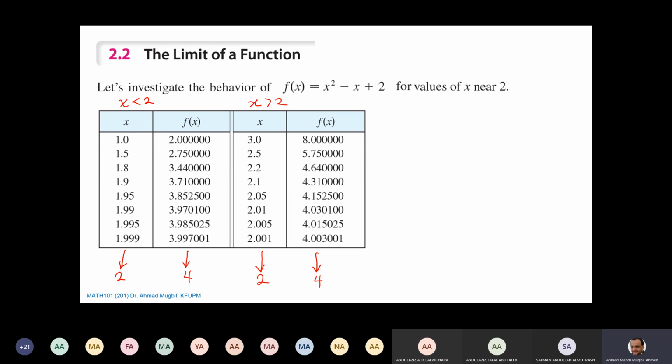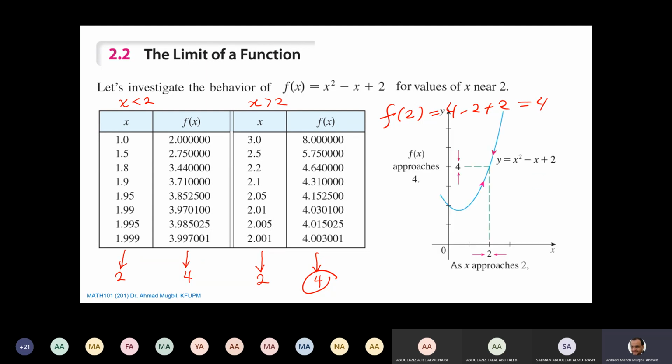By the way, if you look at what 4 is, you can see that it is the value of the function at 2. It will be 4 minus 2 plus 2, which is 4. So in this case, when x is so close to 2, the value of the function will be close to f of 2.